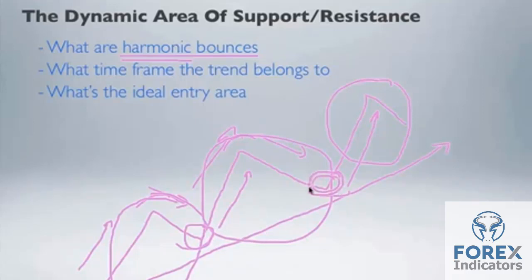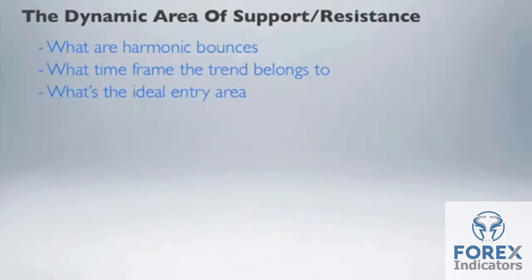And the sharper we get those bounces, the easier it's going to be for us to enter the trade at the optimal area. That's why we want to see harmonic bounces of the dynamic area of support and resistance. Alright, let me give you an example.